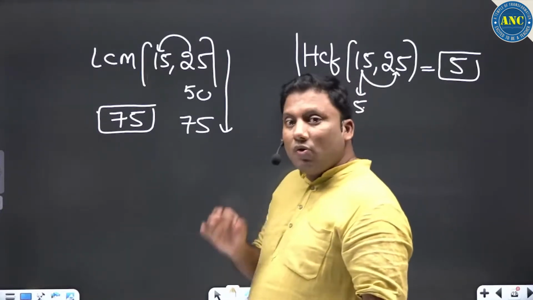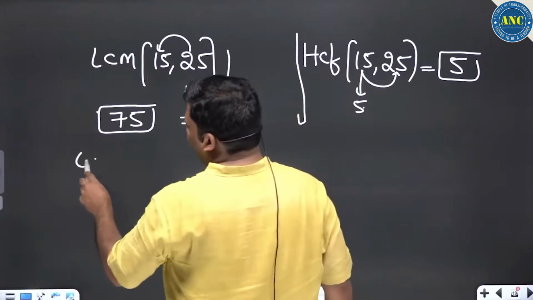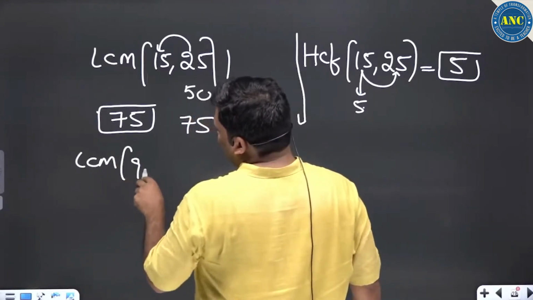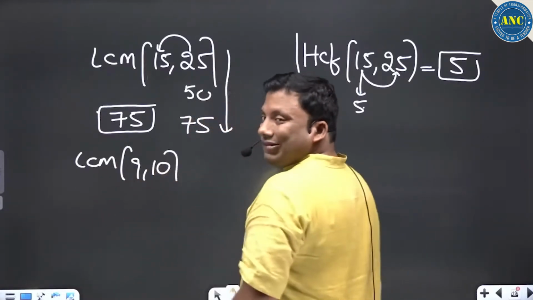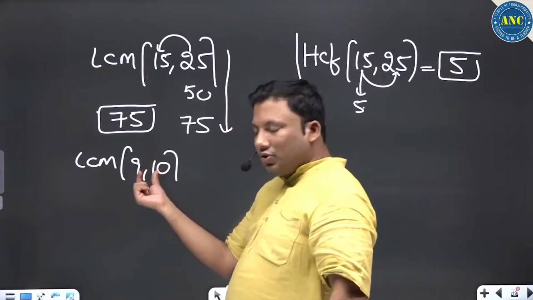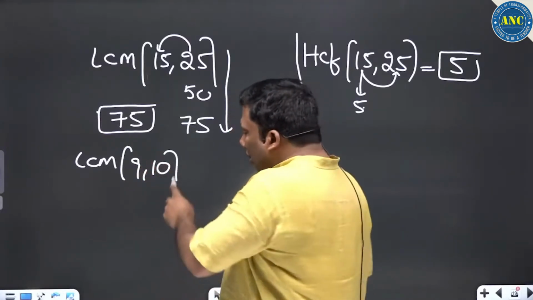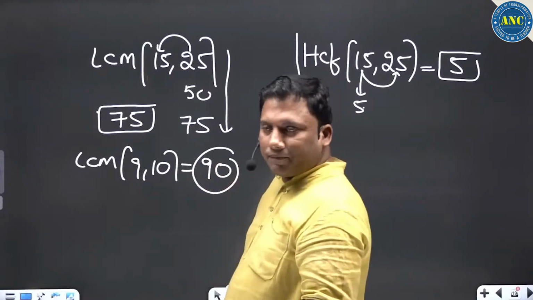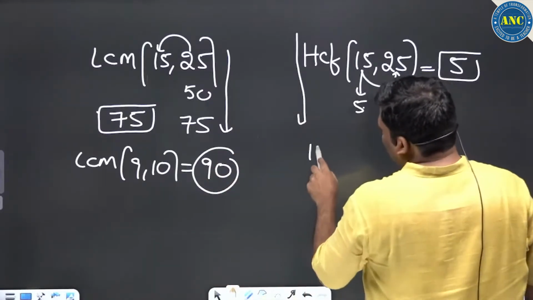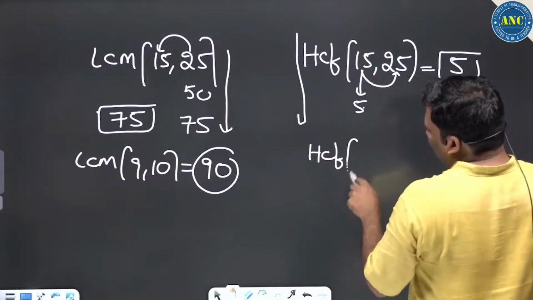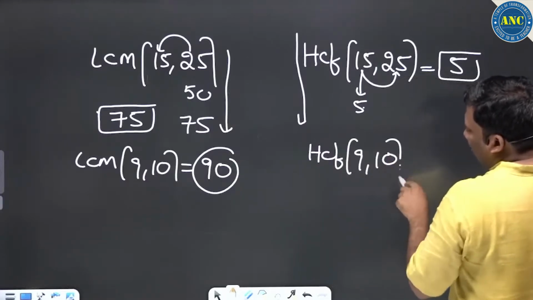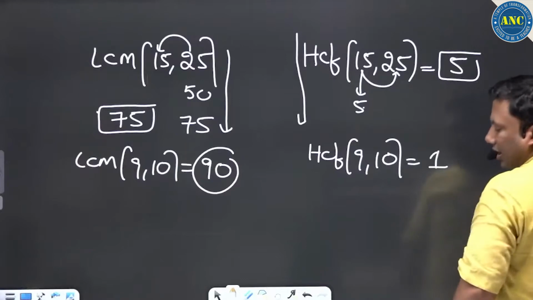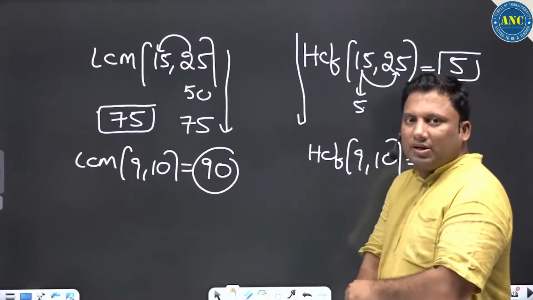Now see here, one important point. LCM of 9, 10. 9 and 10 are consecutive numbers, so LCM is their product, 90. HCF of 9, 10: consecutive numbers, it is 1. HCF of consecutive numbers is 1.